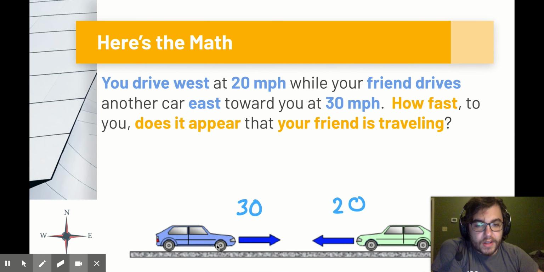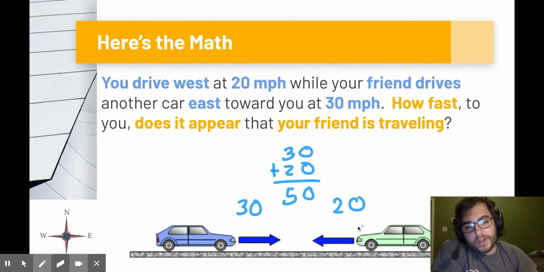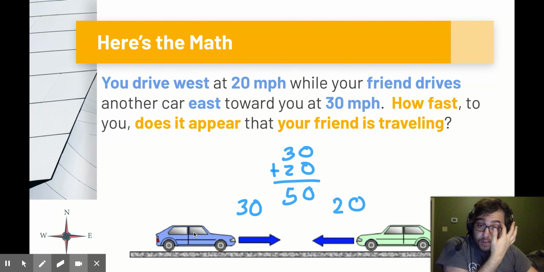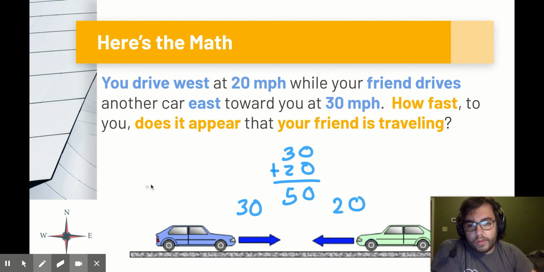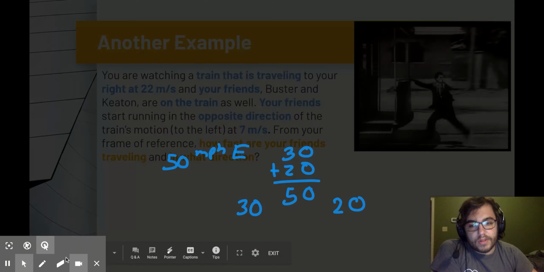So if you guys are traveling in opposite directions and you are moving in this car, to you, it will look like these two speeds are going to add together. And you get 50. Now, the only tricky thing is understanding which direction they're traveling in. Since you are traveling west and they are traveling east, it'll look like they're still traveling east, but just at a greater speed than they actually are. Okay? So it will look like they are traveling 50 miles per hour east to you. So let's go to the next problem.